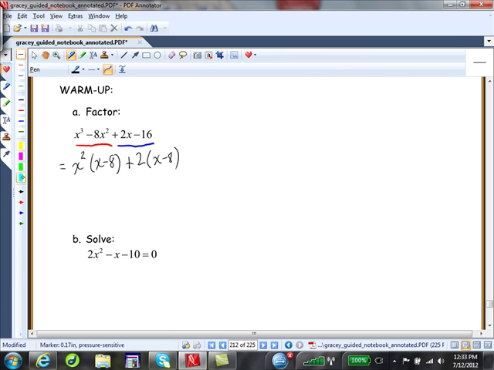So I have a common binomial factor of x minus 8, and this was the result of the red group, and this was the result of the blue group. So our final result will be x minus 8, the common binomial factor, times x squared plus 2. How'd you do? Awesome! I knew you could do it.